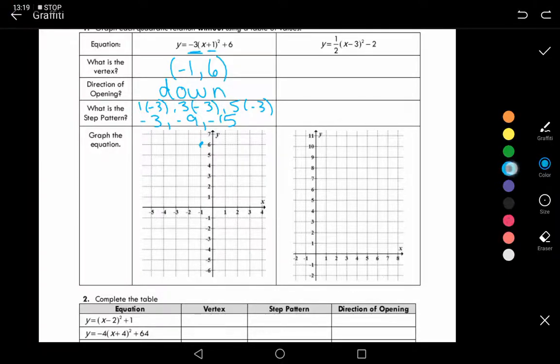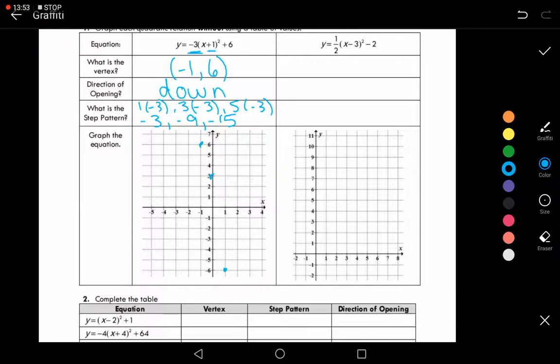Okay, so we're going over 1, down 3. 1, 2, 3. Plot a point. Over 1, down 9. 1, 2, 3, 4, 5, 6, 7, 8, 9. Okay, and I can't go any further on that side. This is where I need to plot those points exactly symmetrical on the other side. Okay, so I can either use symmetry to do that, right, by just looking at those points, or I can simply use my step pattern on the other side.